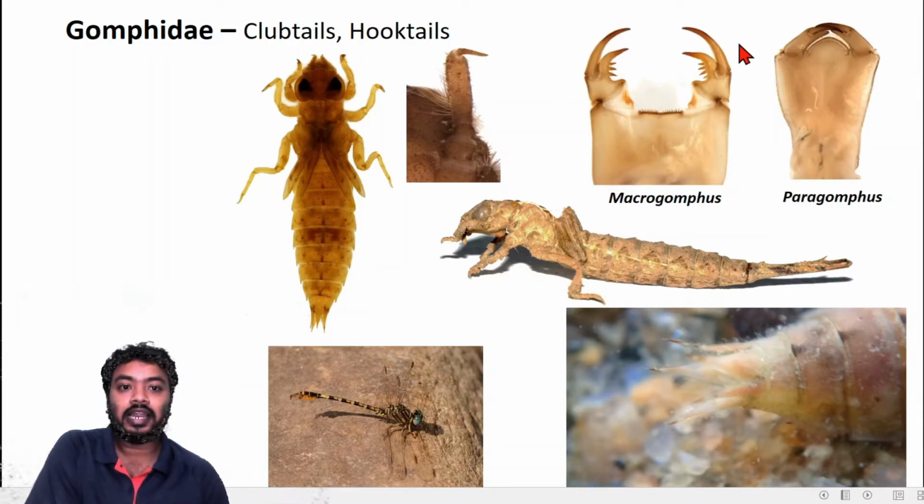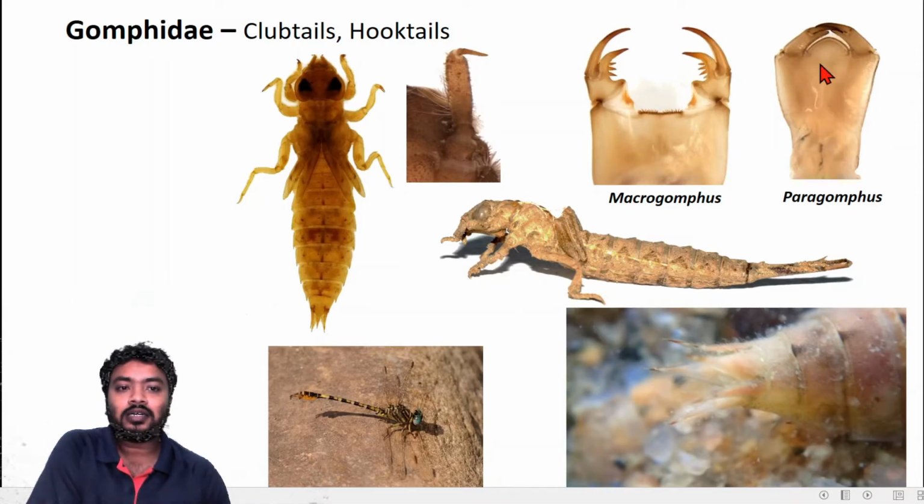And this is the labium of that Macrogomphus. See how the dentations are very sharp and not many in number. And this is the labium of Paragomphus, Paragomphus lineatus, that is the common hooktail. This is the larva of Paragomphus lineatus. See, this is Paragomphus lineatus. So see the difference between these two labia. Here the shape of the labial palp is different, and here the shape of the labial palp is different. Easily you can make out.